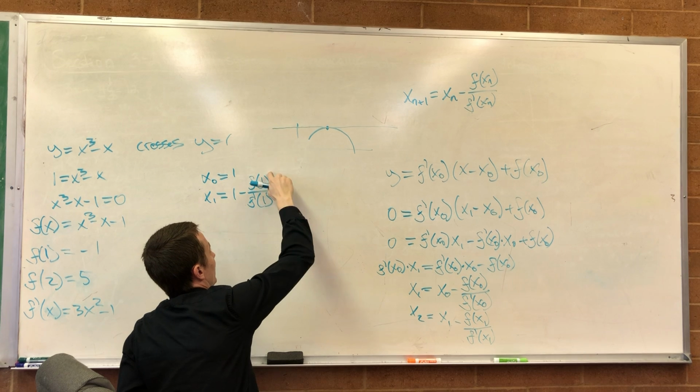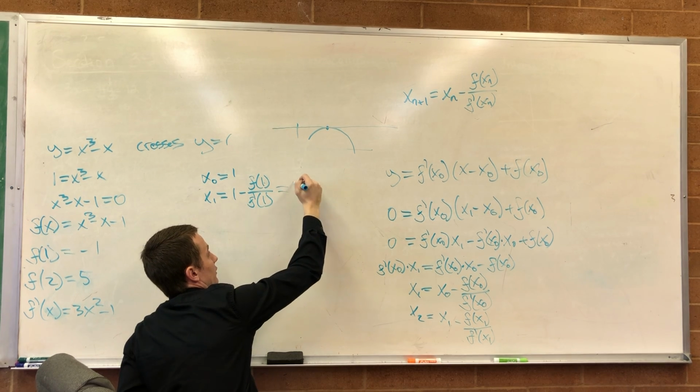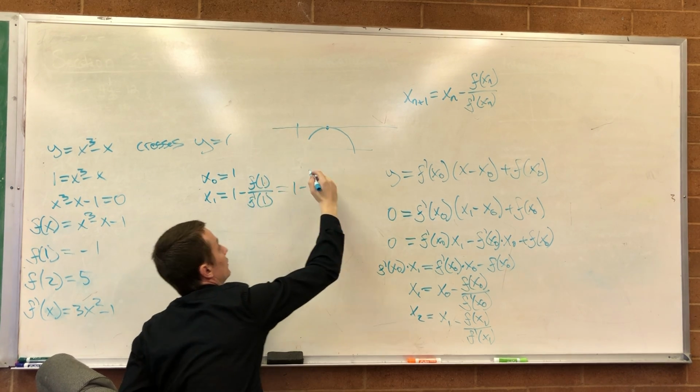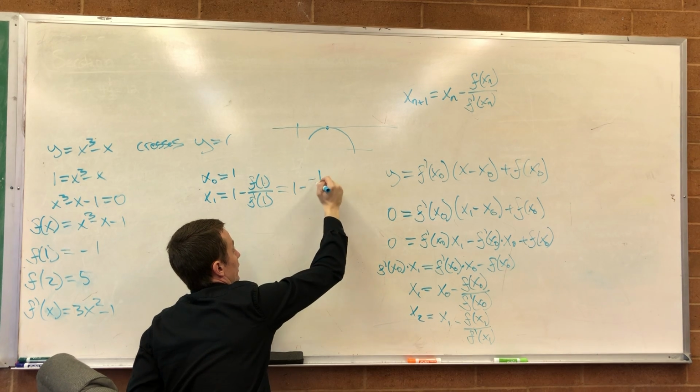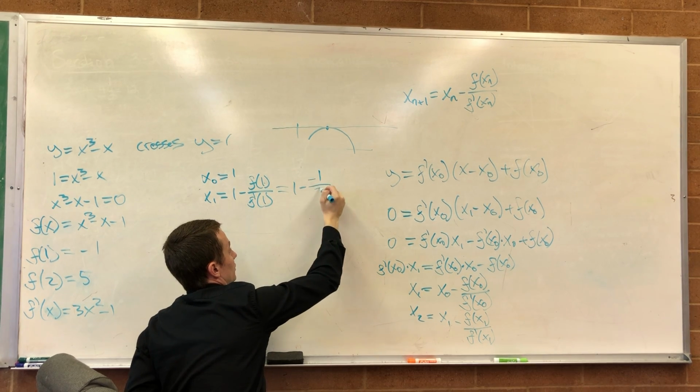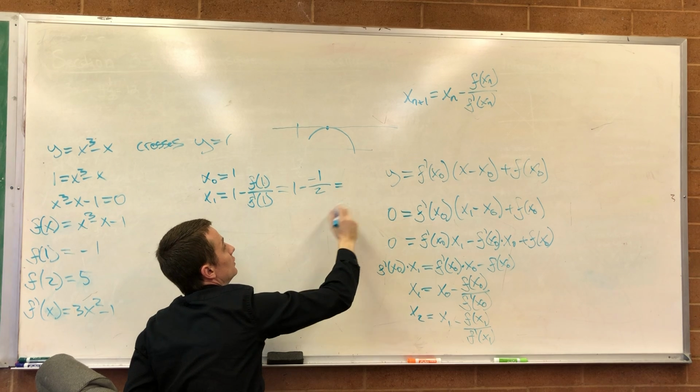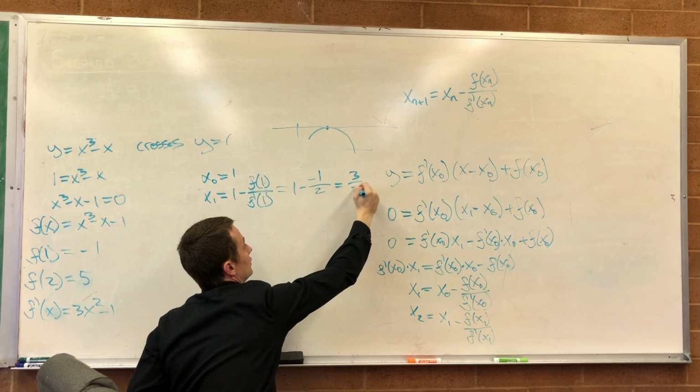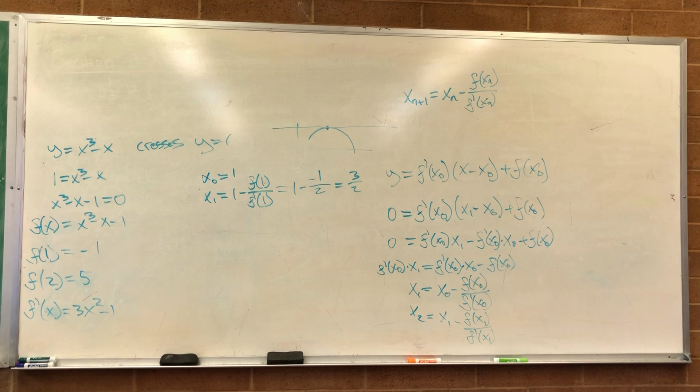Well, oops, no, I did that wrong. It's equal to 1 minus f of 1, which was negative 1, all over 2. Oh yeah, 3 halves. Did I do that right? So there's our next guess.